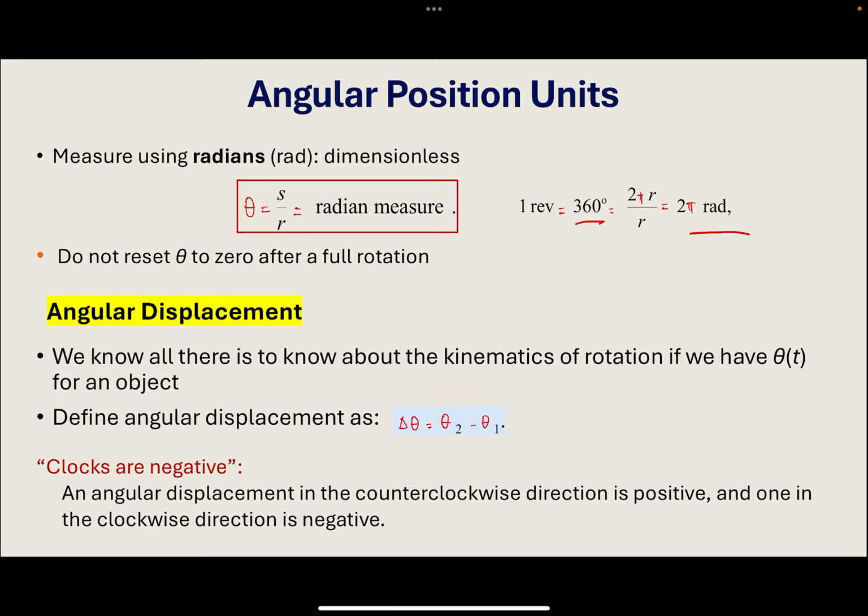Now, let's define angular displacement, which is simply the change in angular position. Delta theta equals theta 2 minus theta 1. It tells us how much and in which direction the object has rotated. And here is the sign convention. A counterclockwise rotation is positive, while a clockwise rotation is negative. That's why we sometimes say clockwise is negative. So when you look at a spinning fan or the motor of a car, its rotation direction determines the sign of its angular displacement.